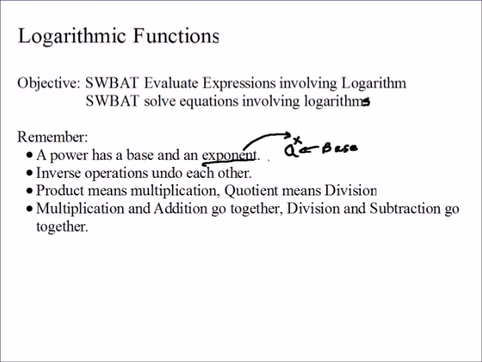Inverse operations undo each other, so anytime you have something like x minus 2 equals 5, the inverse operation is going to be plus 2 and plus 2. So, that's what I mean when I say inverse operations. Product means multiplication, quotient means division, and finally, there have been some topics in the past where when you multiply, you add, when you divide, you subtract. Well, that comes again later on during this lesson, so let's go ahead and move forward.